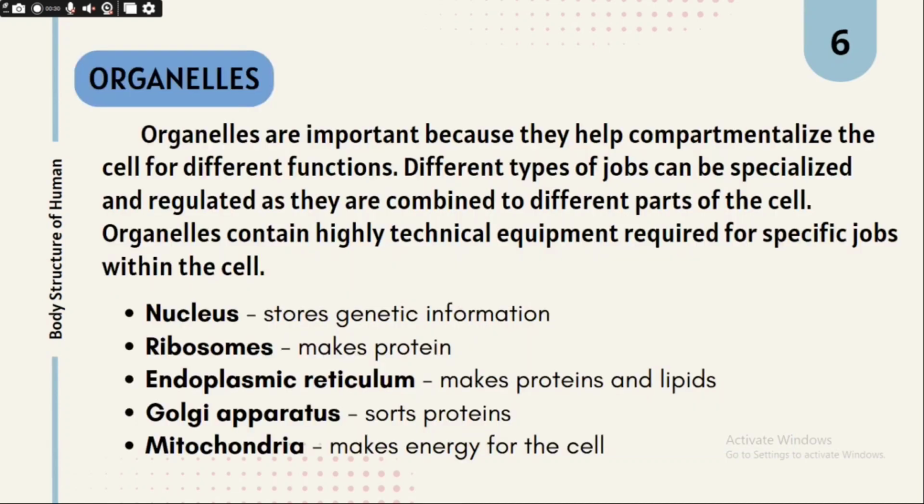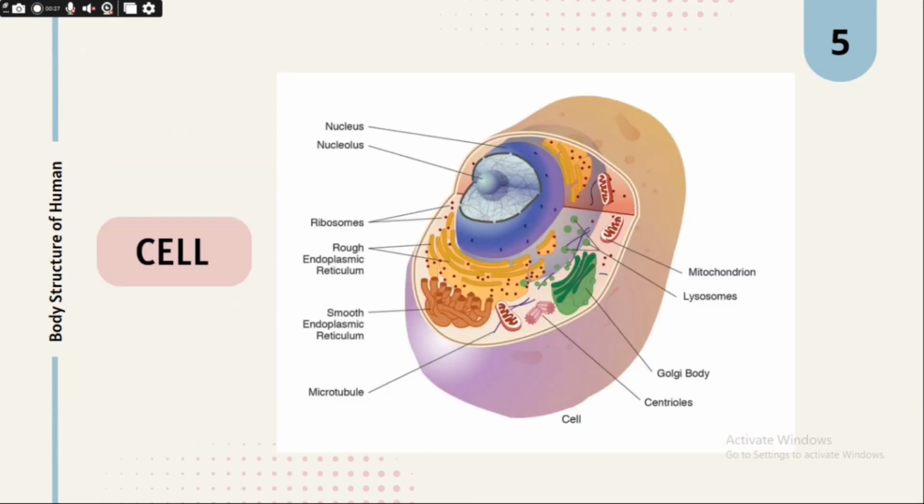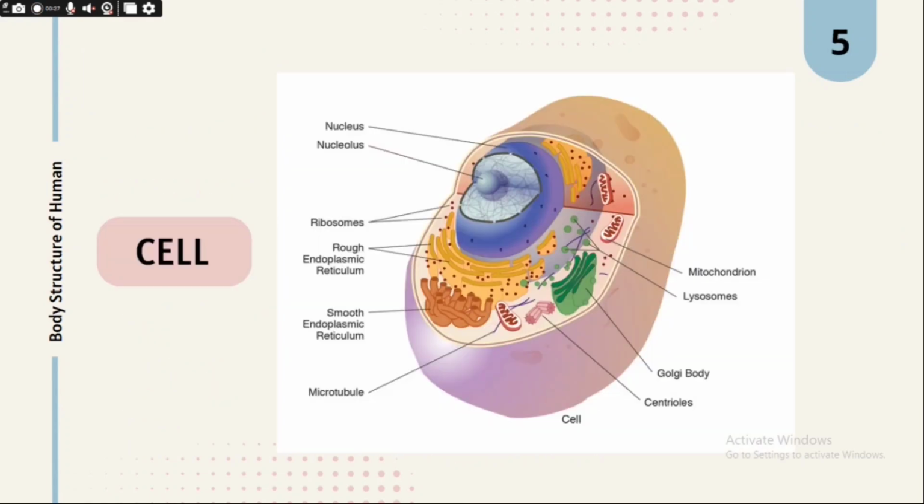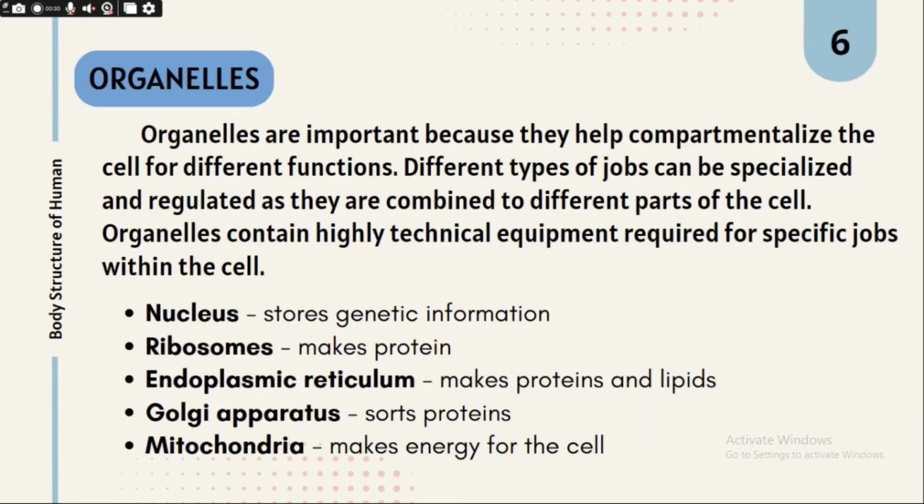The next one is the endoplasmic reticulum. It also makes proteins and lipids. Golgi apparatus, on the other hand, sorts protein, and last, mitochondria makes energy for the cell. Actually, it's not last. There are so many organelles pa, but here are some examples lang na gusto kong maipakita sa inyo with their specific functions.